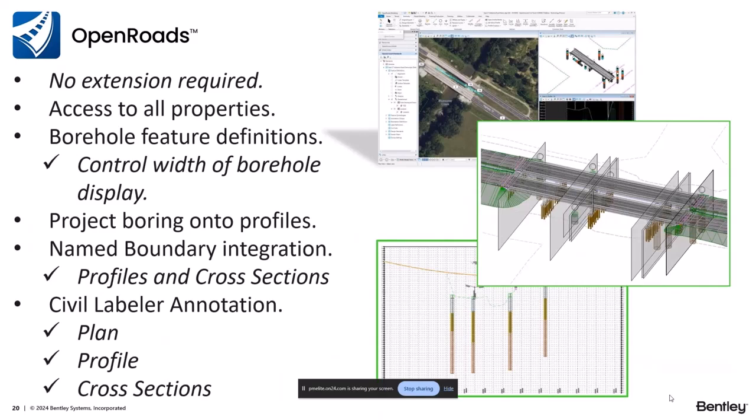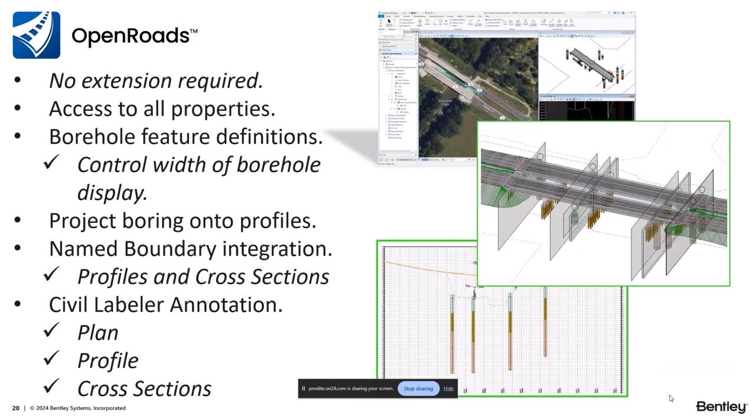I get name boundary integration, the ability for my name boundaries to recognize where the boring data is and adjust the depth based on that. And then I get access through text favorites to annotation in plan, profile, and cross section. So this is what I just covered. What you're going to see me do in the next few slides is, there's no extension required. Everything is built in. So let's go ahead, Marie, and go to the next one.